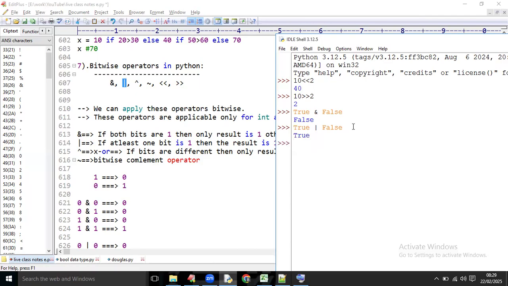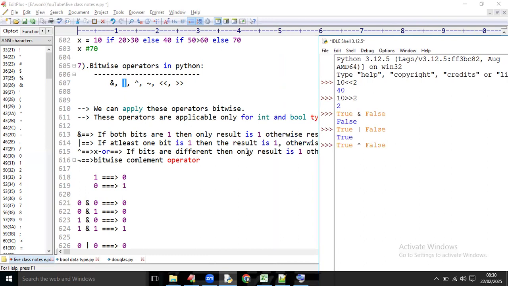Next, I want to use the caret symbol for this operation: true caret false. What is the rule for this one? If both bits are different, then only the result is 1. Here both bits are different. I have not given only true or only false; one is true and one is false. So the result will be 1, and 1 means true. That's why it has given true.